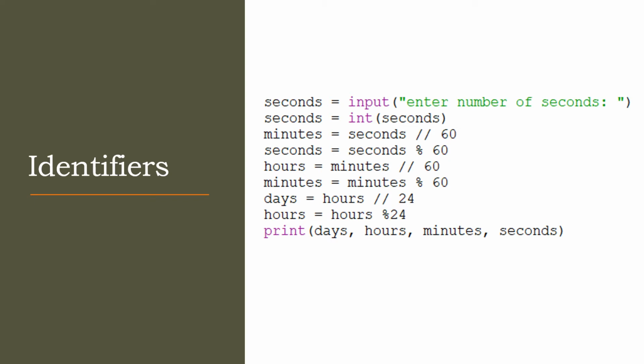So thinking about good identifiers will immediately help to make your code more readable. In general, identifiers should be explanatory enough that you can understand the purpose of the variable, but they mustn't be so long that it's hard to read and write the program. So you've got to strike a happy medium, but seconds, minutes, hours and days, they seem to do the job here.